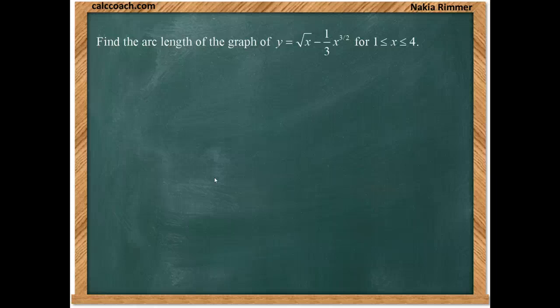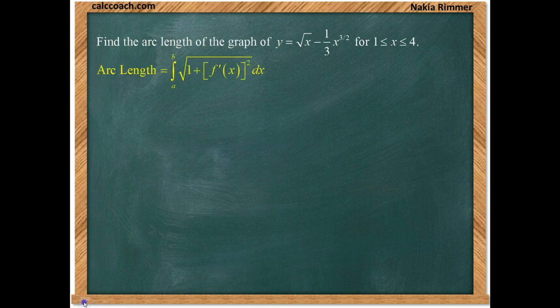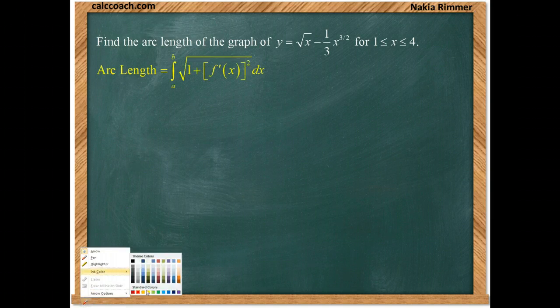Find the arc length of the graph of y equals root x minus 1/3 x to the 3/2 for x between 1 and 2. So we notice that y is given to us as a function of x. So we just go with the formula that's in terms of x.